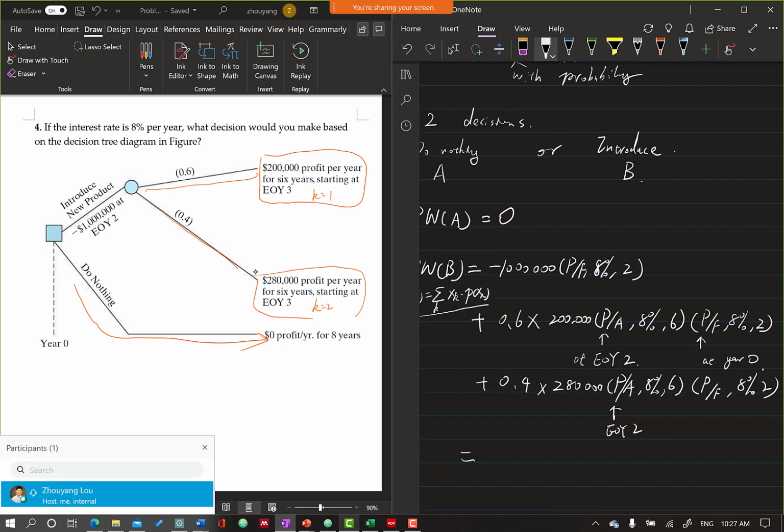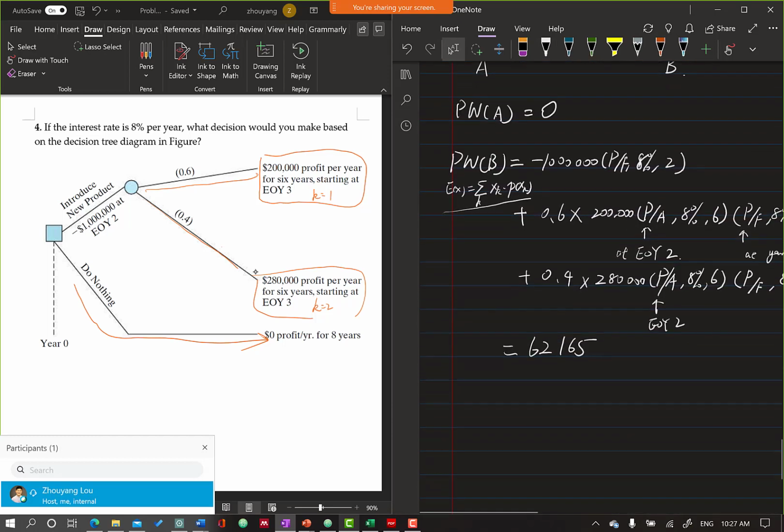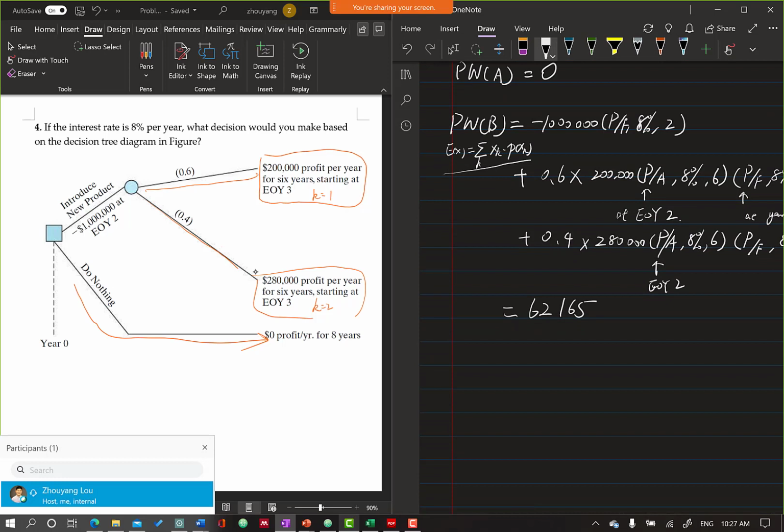Okay, then we will have all these above numbers calculated. That's 62165. So that's significantly better than A, which is 0. So we will conclude introducing a new product is better.